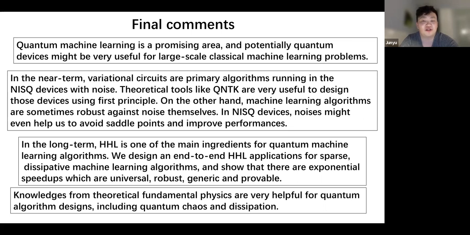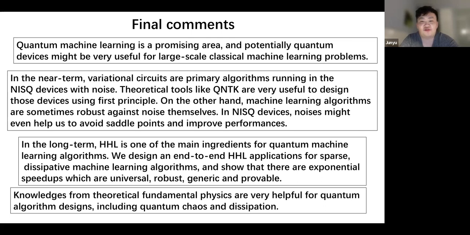So in the NISQ devices, noise might actually even help us avoid saddle points and improve the performance. On the other hand, in the long term, HHL, the sparse matrix inversion algorithm, is one of the main ingredients of quantum machine learning. We design an end-to-end HHL application for sparse and dissipative machine learning problems, and show that there is some potential exponential gain in this process compared to all known classical algorithms, which could potentially be universal, robust, generic, and provable.